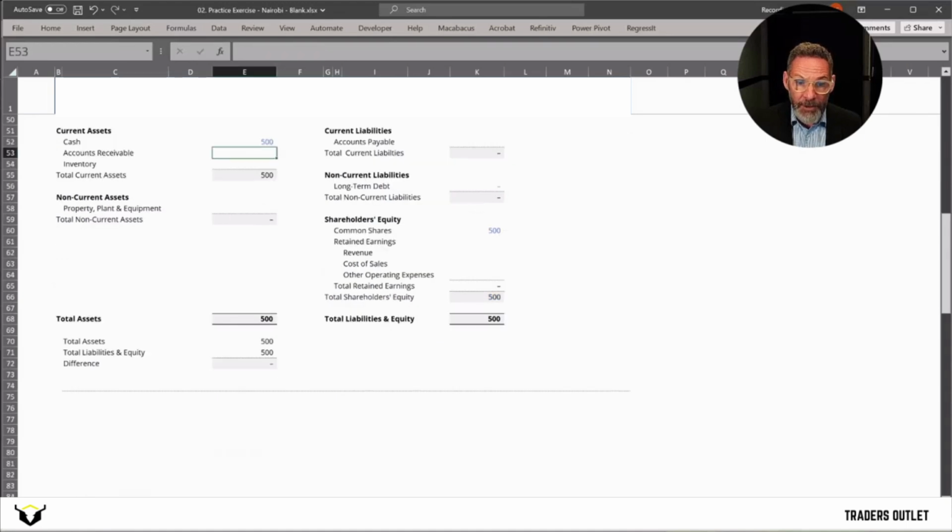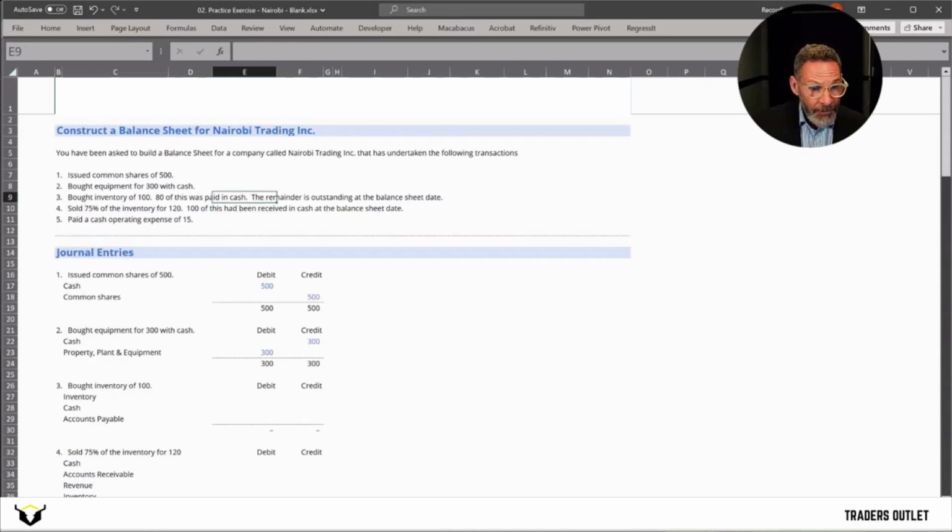Okay, so we are going to take 300 out of cash, but we're going to add 300 in property, plant, and equipment. The balance sheet balances, we can move to the third transaction. Our third transaction is we bought inventory of 100. Now, 80 of this was with cash, and the remainder is outstanding at the balance sheet date. In other words, we owe our suppliers 20. Now, we know that when we owe something, that's a liability. And when we owe something to our vendors or suppliers, we call that accounts payable.